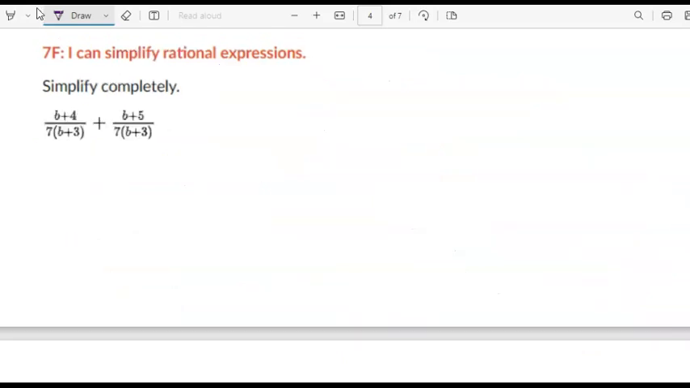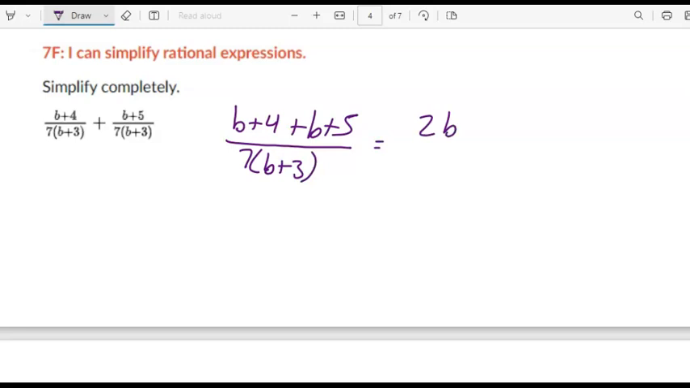7F, I can simplify rational expressions. Simplify completely. B plus 4 over 7B plus 3 plus B plus 5 over 7B plus 3. These have the same denominator, so we could just go ahead and combine like terms. We have B plus 4 plus B plus 5 all over 7B plus 3. So then we have 2B plus 9 all over 7 parentheses B plus 3.